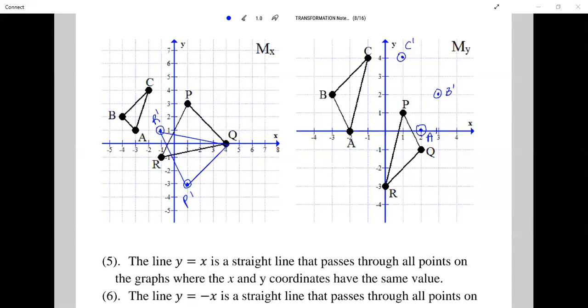Now, all I have to do to complete the reflection is connect A prime to B prime to C prime. Line up the points with a ruler. Try not to make mistakes, or be as careful as possible. And lastly, connect B prime and C. All right, this is the object, and this is the image.